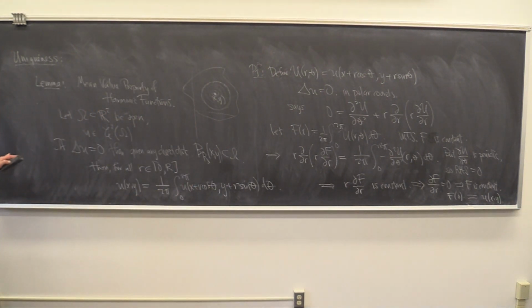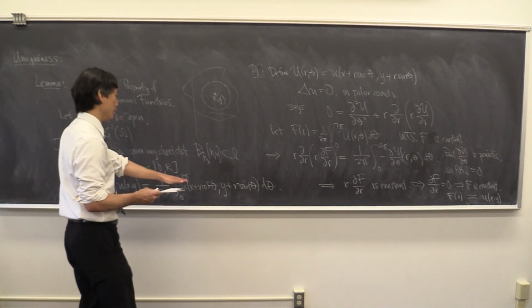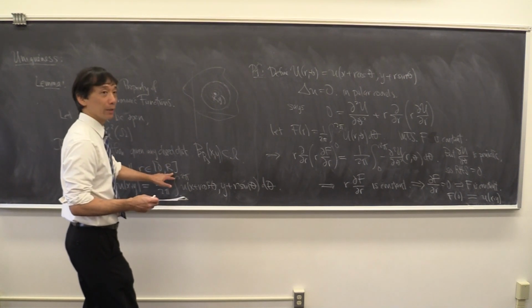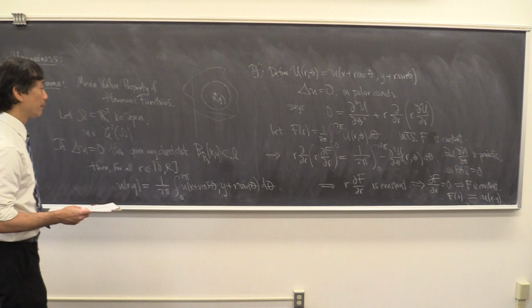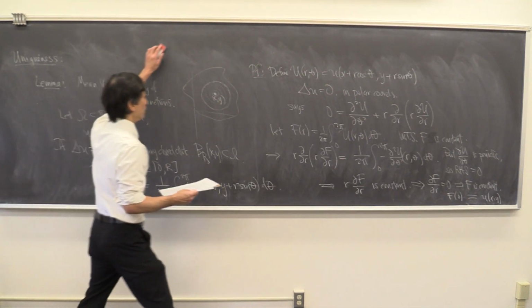Is that okay? And yes, the property is saying that it's the average value taken over the circle at any r, not over the disk. So just the average over any circle of radius little r between 0 and big R. Okay.